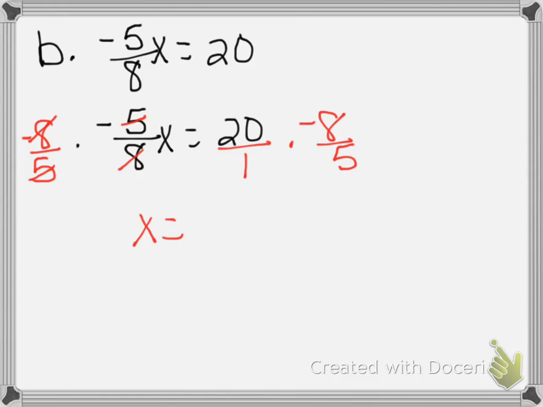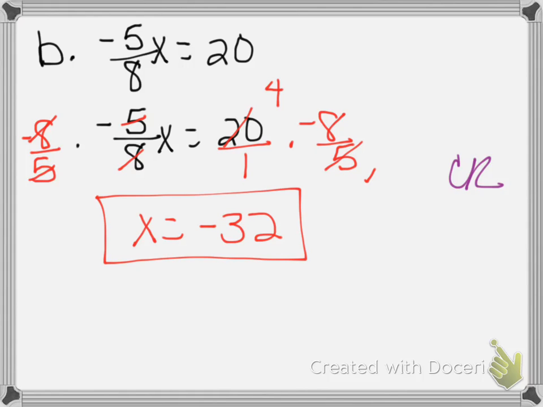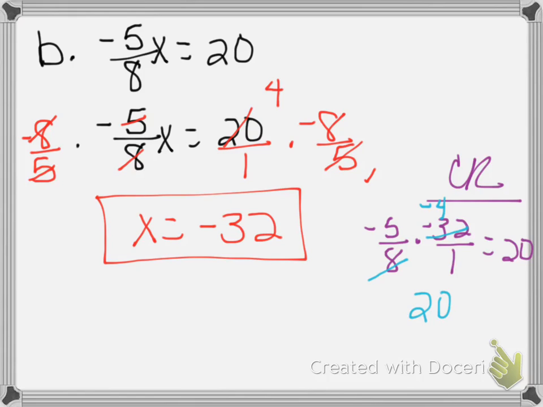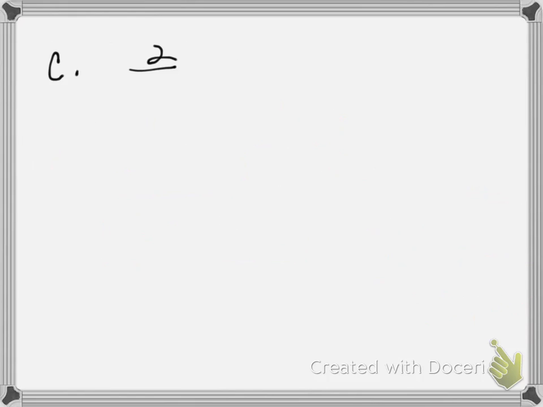On the right side, we're going to cross reduce. 5 goes into 5 one time, 5 goes into 20 four times. So then we multiply and get negative 32. Technically, that's negative 32 over 1, but when you have a 1 in the denominator, you don't have to write it. To check it, write the original problem, plugging in negative 32 wherever you see x. Simplify using the order of operations, the left side. I'm going to cross reduce and get 20, and the right side is 20, so it checks.